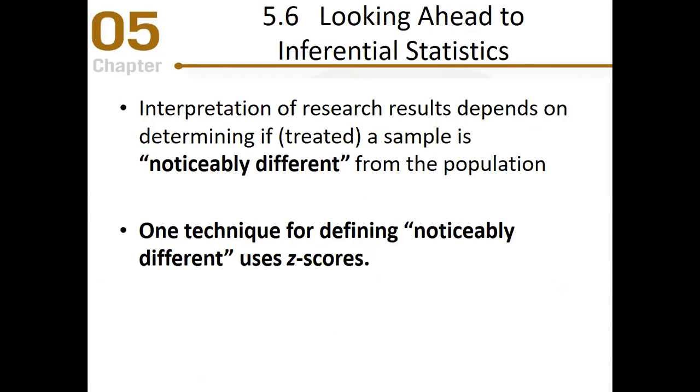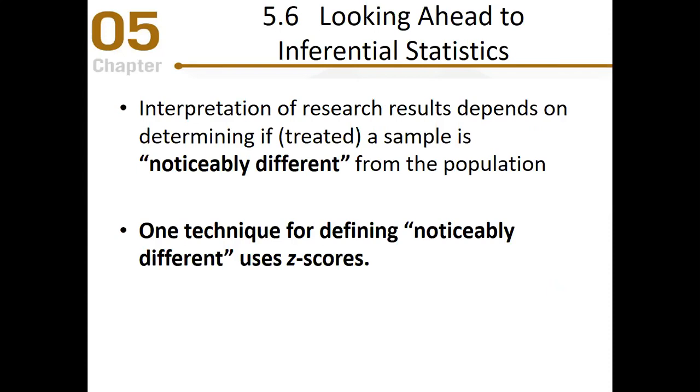So to kind of wrap this up, I want to look ahead a little bit to inferential statistics. Z-scores are great. They allow us to locate a specific score in the distribution, and they also allow us to directly compare scores that come from two different tests that would have otherwise been incomparable. However, z-scores do something else for us too. They allow us to define what's noticeably different in research studies. Remember, in most of our research, the interpretation of the results depends on determining whether or not a sample is noticeably different from the population.